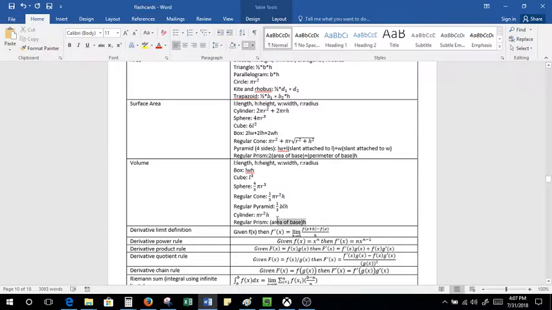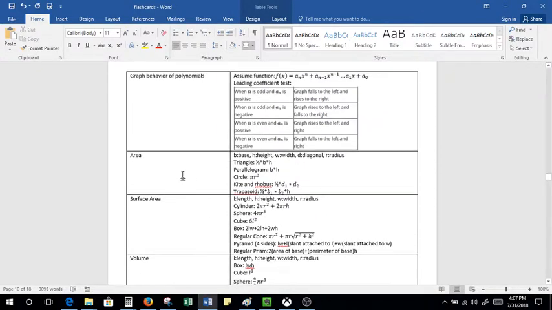And that's where this regular prism volume comes from too. This cylinder and this rectangular prism volume formula at their core are identical. And that should be it.